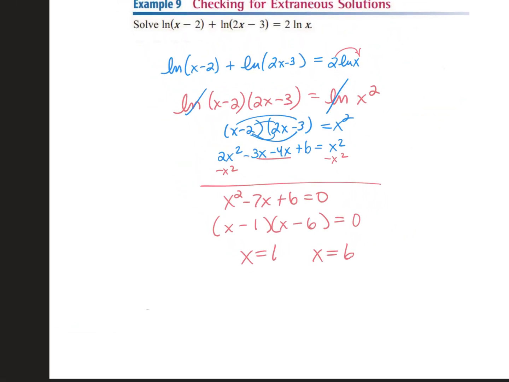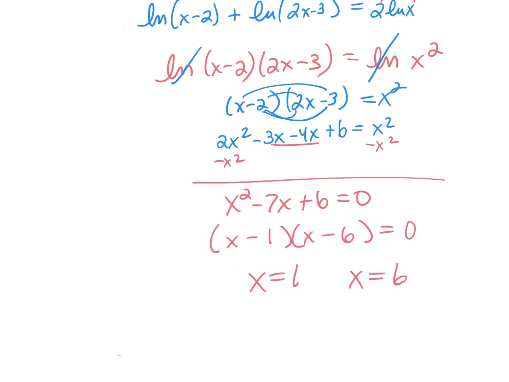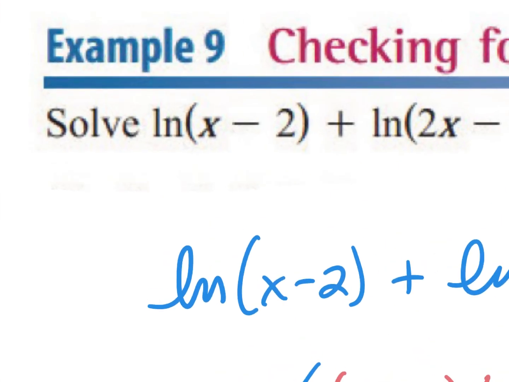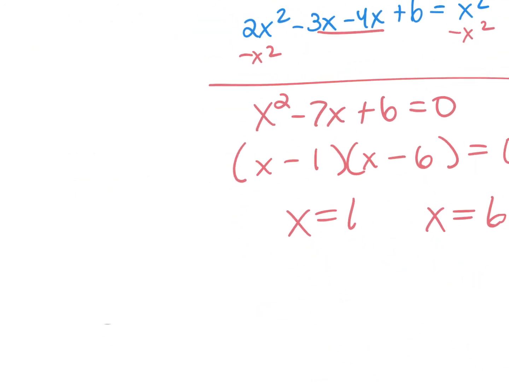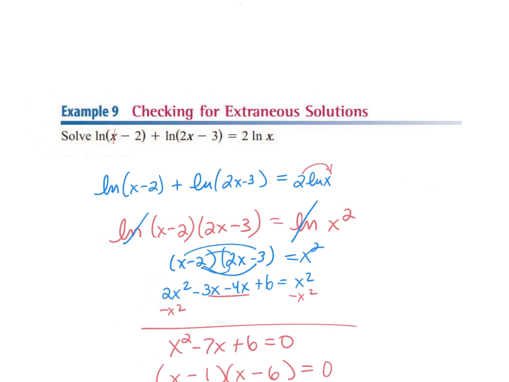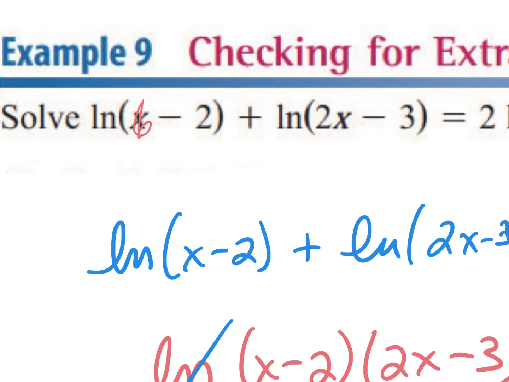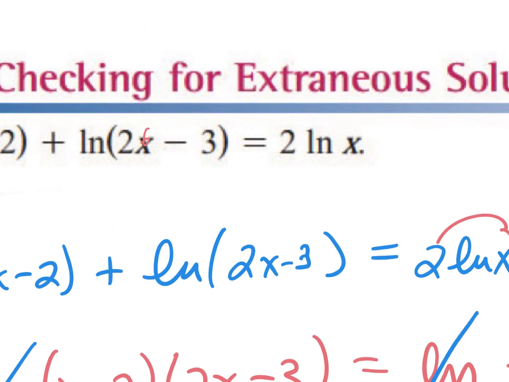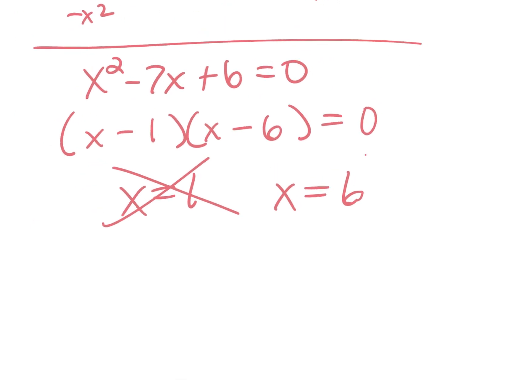Because what can you not take the log or natural log of? A negative number. So x equals 1. If I plug in 1 right here, what is 1 minus 2? Negative. That right away tells you, ooh, this one's not a solution. If I come over here and I plug in 6, what's 6 minus 2? 4. We're good. What's 2 times 6? 12. We're good. So 6 works.